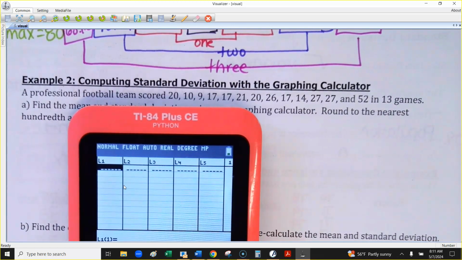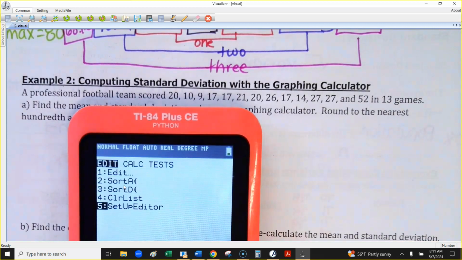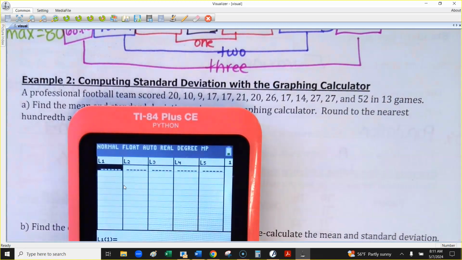Does anybody's not start with list 1 in that stat menu? Okay, just let me show you this real quick if I didn't yesterday. If you accidentally delete a column or something, just hit stat, and then number 5, SetUpEditor, is a reset for the stat menu. Just hit enter twice, and then if you go back in, it should restore anything if you accidentally deleted something. So I'm going to put in those football scores.